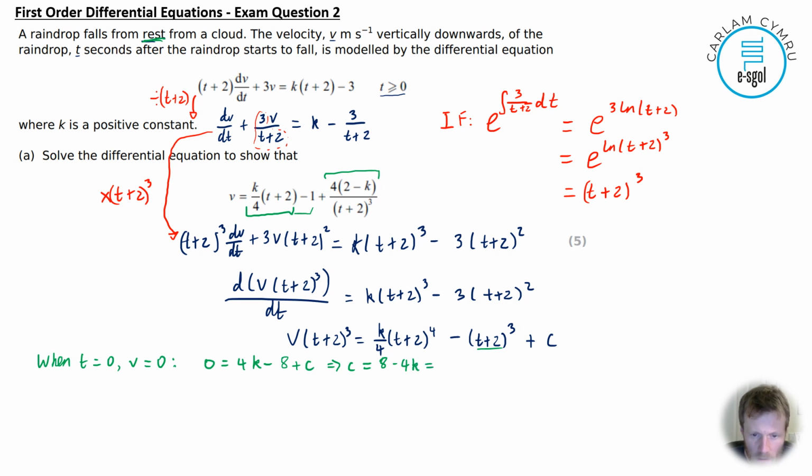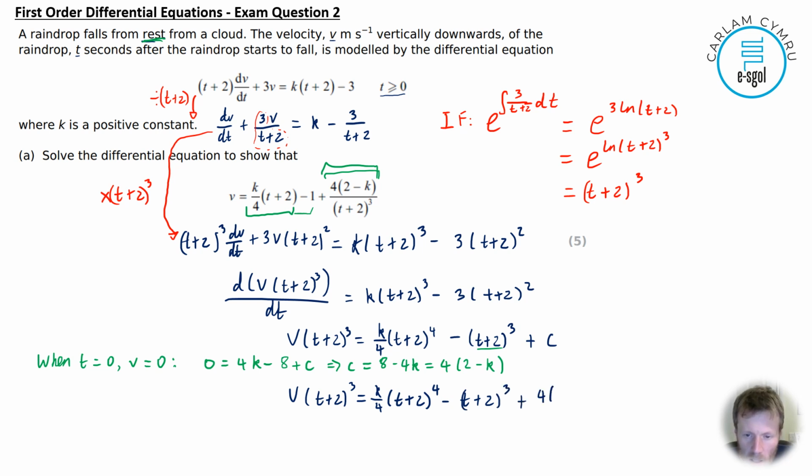And maybe if we factorize this, we'd get 4 times 2 minus k. I'm just looking at that because I'm keeping an eye on what they've got in the question here. So now we're ready to write down the next step. So v times (t plus 2) cubed equals k over 4 times (t plus 2) to the power of 4 minus (t plus 2) cubed plus 4 bracket 2 minus k. And then I think we're there.